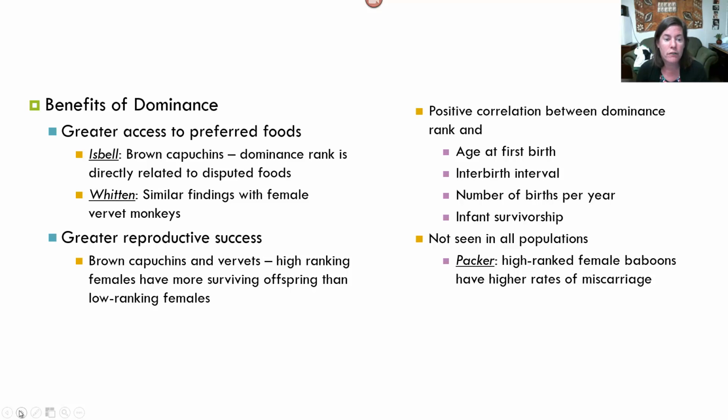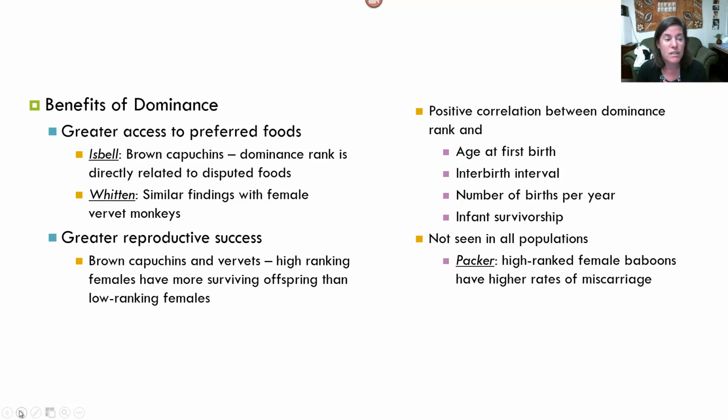Isbell noted that in brown capuchins, dominance rank is directly related to disputed foods. Higher-ranking females are able to obtain greater access to preferred limited or clump foods, and they're able to feed more efficiently than lower-ranking females. Among brown capuchins, dominance rank is directly related to intake of foods that the monkeys frequently fight over. For foods that create little competition, there's no relationship between dominance rank and food intake, only for foods that are competed for.